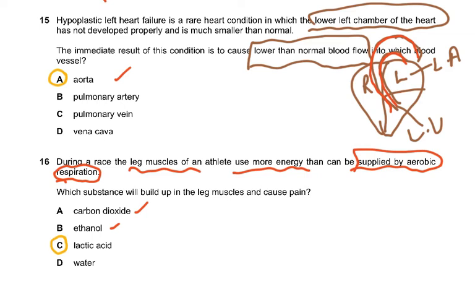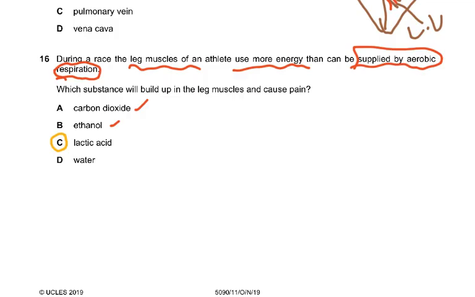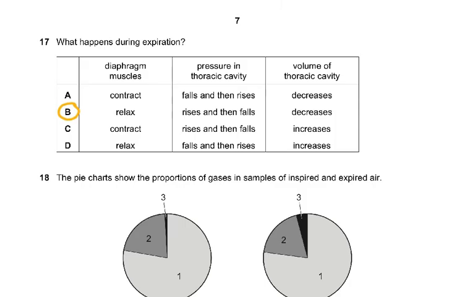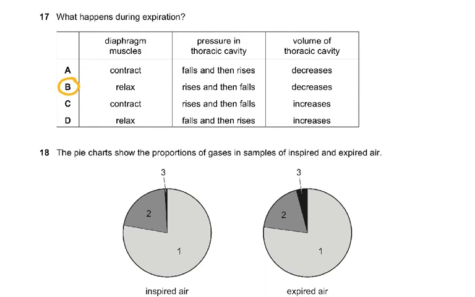Then we come on to question number 17. What happens during expiration? We all know that during inhalation, the volume increases and pressure decreases. During exhalation or expiration, the volume decreases, pressure increases, and the air moves out from the high pressure inside the chest cavity or lungs to the low pressure outside. So the diaphragm muscles relax, pressure in the thoracic cavity rises, and volume decreases.